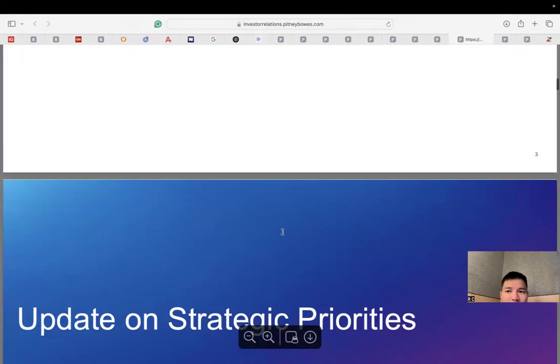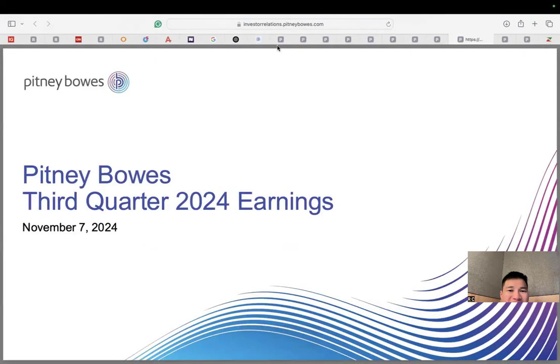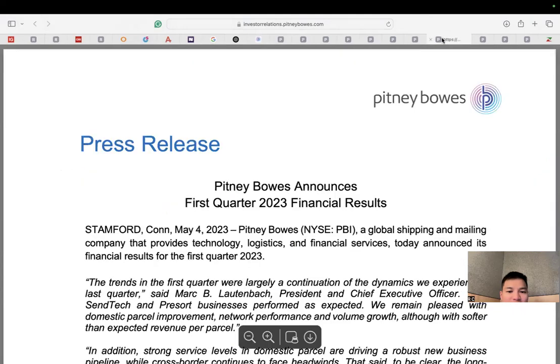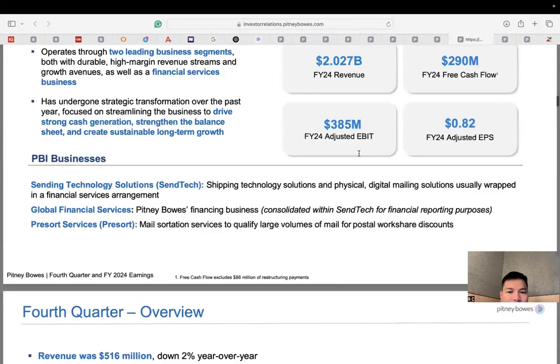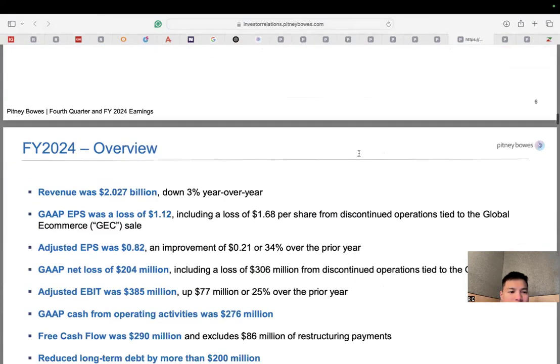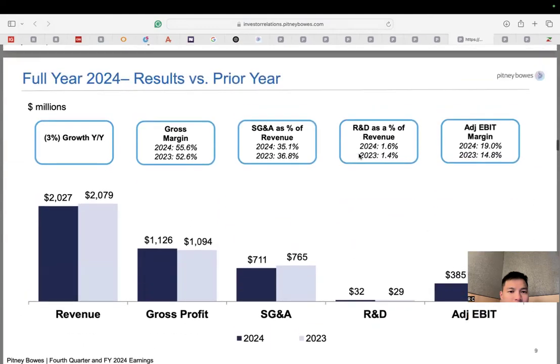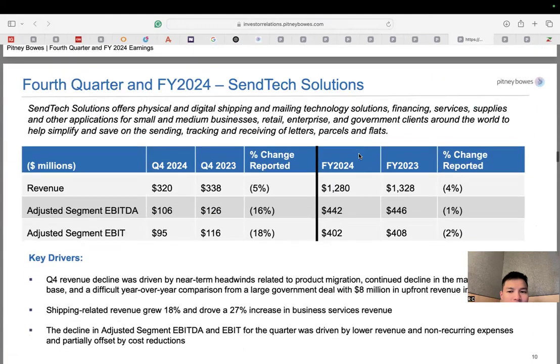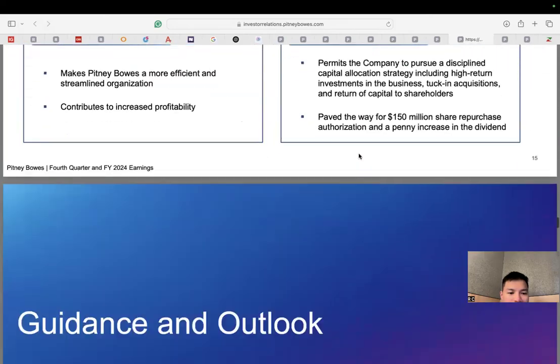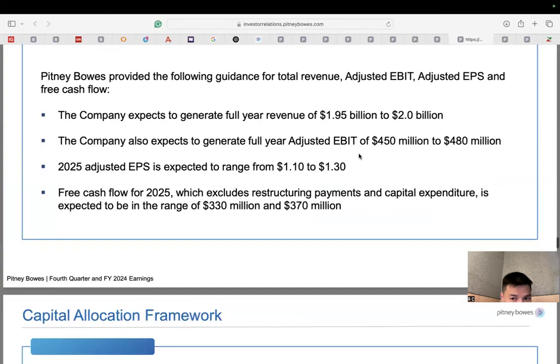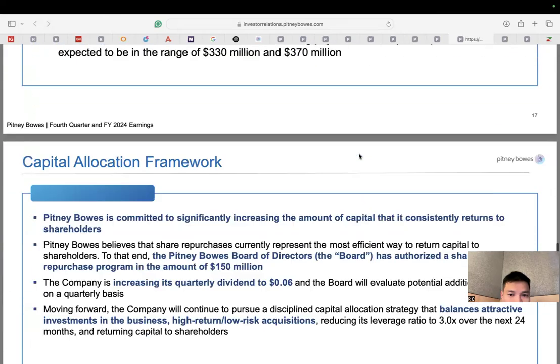So let me have a look. This is November 7th. This is February. So let's put it on here. Just show you something real quick. Full year. I want guidance. Give me guidance. Guidance and outlook. Very big page. Okay, cool. Okay, it's the same.